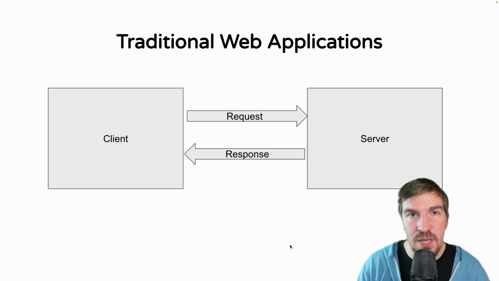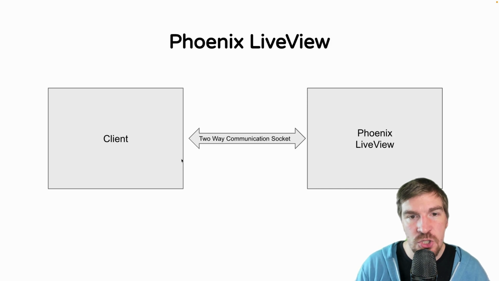And in traditional web applications, typically the client or the user is always the one making the request to the server first, to the website, and then the website responds. But with Phoenix LiveView, we actually establish two-way communication via a WebSocket. And so the client can send communication to the server, or Phoenix LiveView, and Phoenix LiveView can also send communication to the client in a two-way communication.